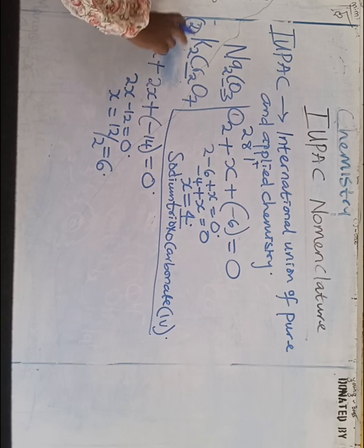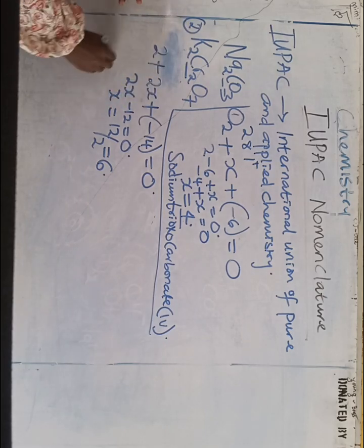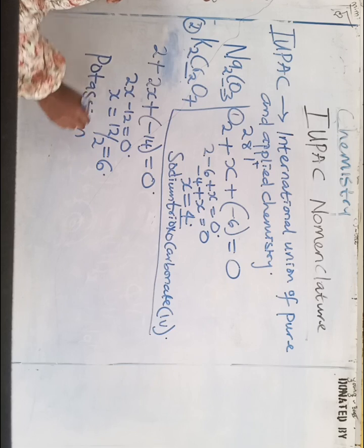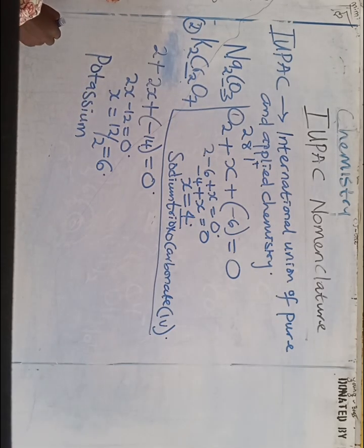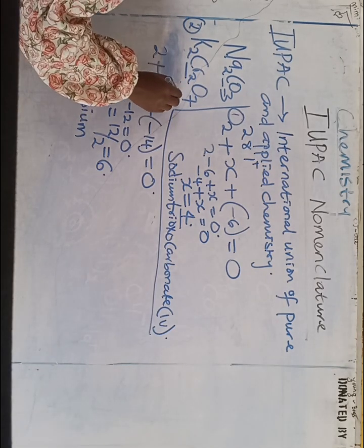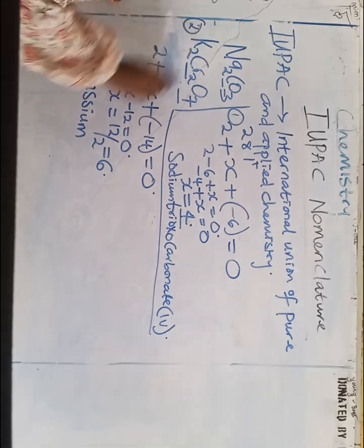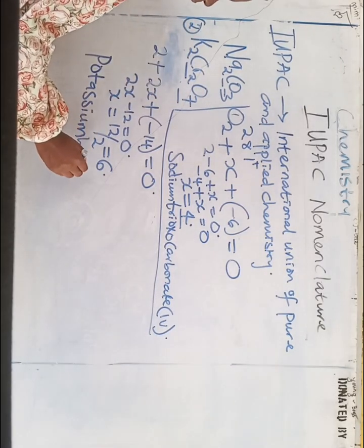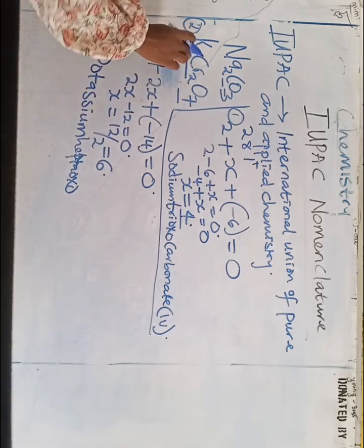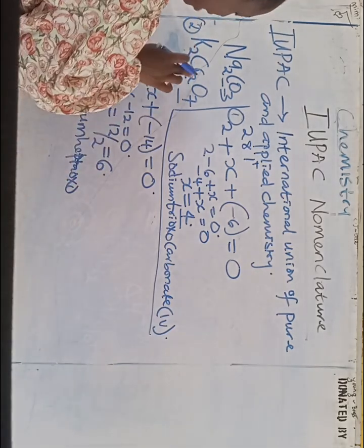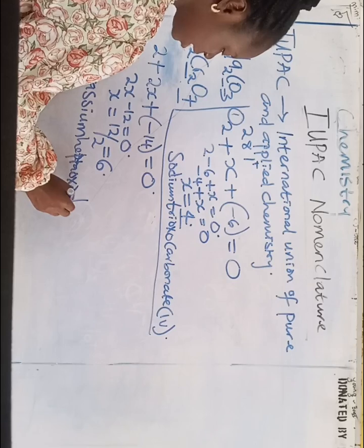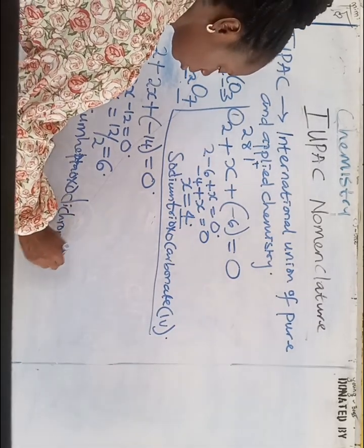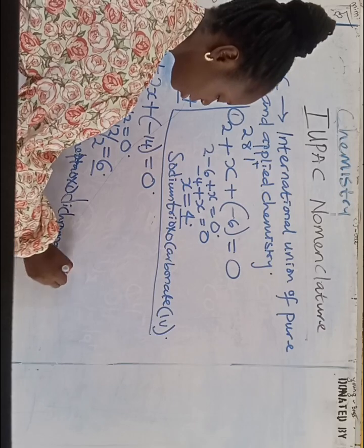So now let me go to my naming. So I'll have potassium heptaoxo. Hepta is 7. Heptaoxo dichromate, because I have 2 atoms of chromium. Dichromate. What is this? 6.